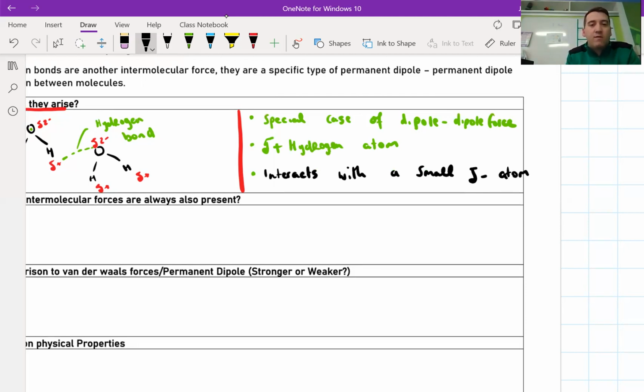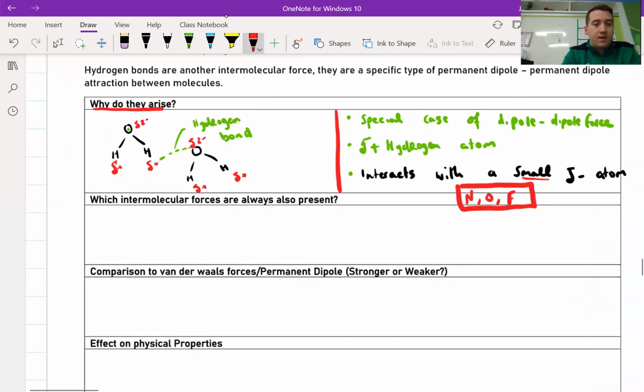For example, what are the 3 atoms that we're talking about? In this box here, what do we mean by small? Which ones does it have to be? Pause the video, write them down. The ones we're interested in here are nitrogen, oxygen, and fluorine. The top right-hand side of the periodic table: the smallest and most electronegative atoms. They've got the smallest radius and the highest electronegativities.